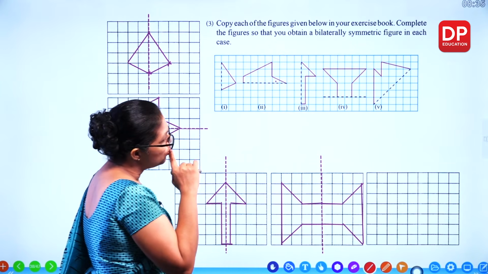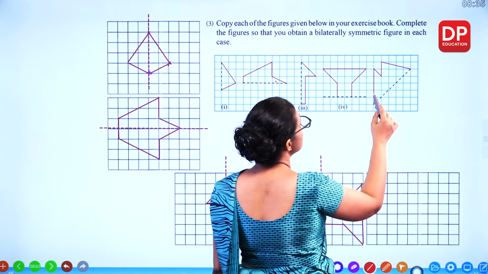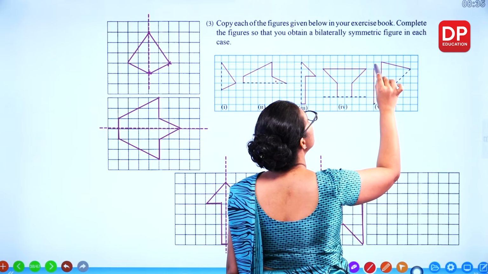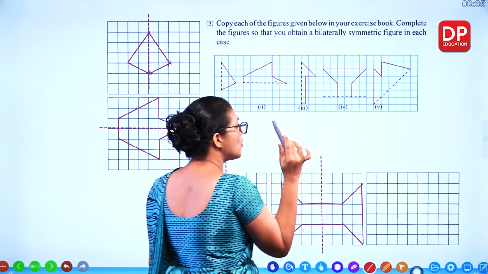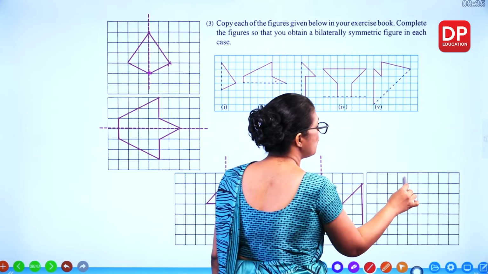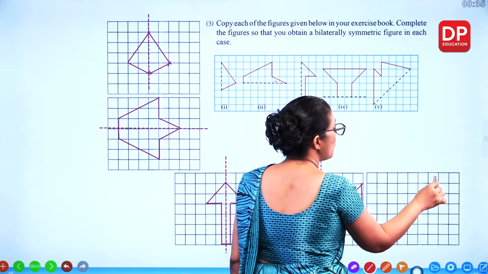Look at this one. You need how many squares there? 1, 2, 3, 4, 5, 6 squares to one side. 1, 2, 3.